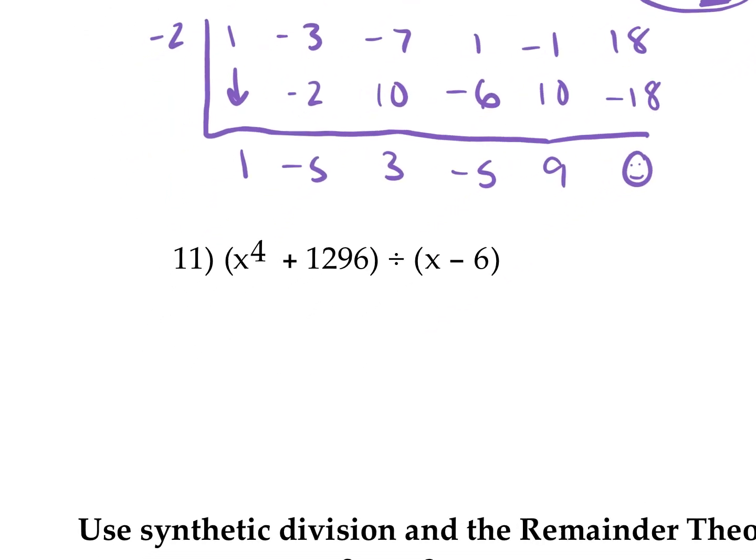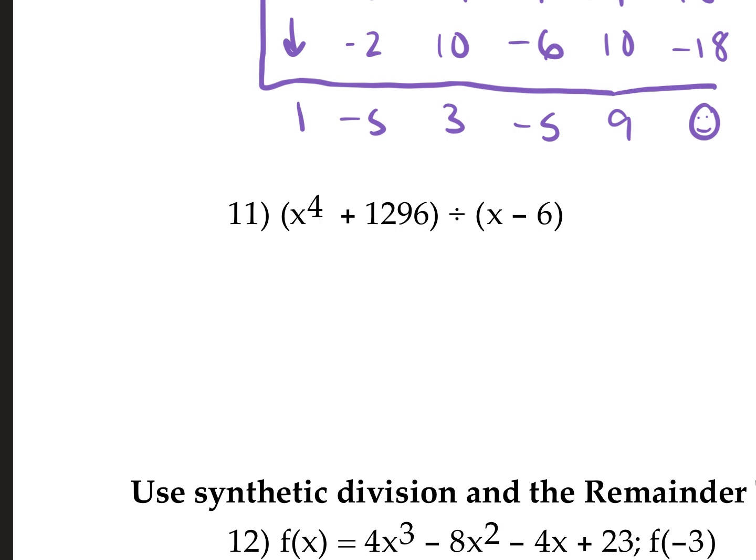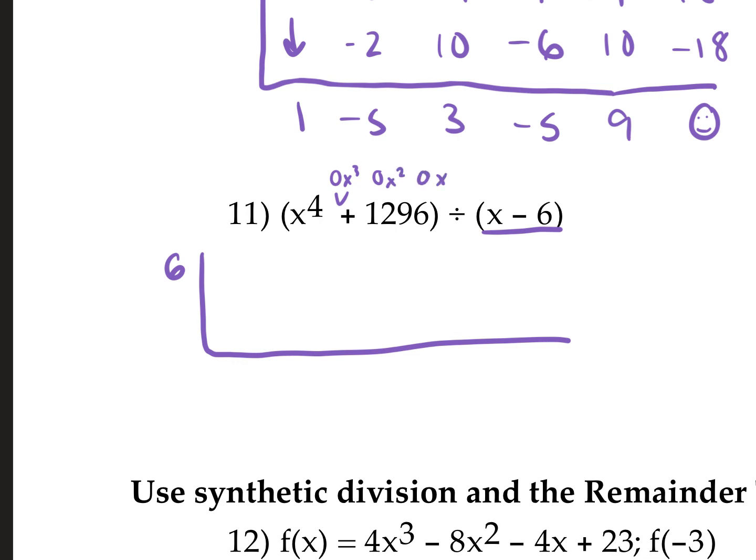All right, now we're going to do the same thing for 11. So I'm going to change the sign to make it a positive 6 on the outside. Now here I'm missing x to the 3rd power, so I'm going to put a 0, x to the 3rd power. I'm missing x squared, so 0, x squared. And I'm missing an x, so 0, x. So I have 1, 0, 0, 0, negative 1,296.